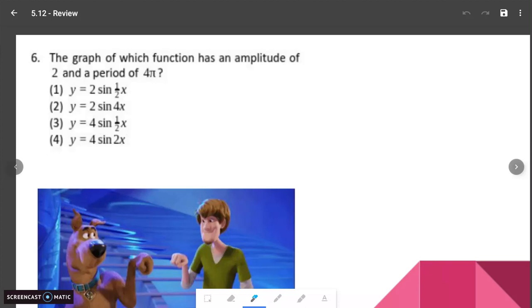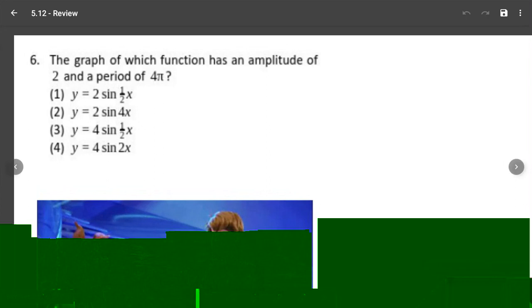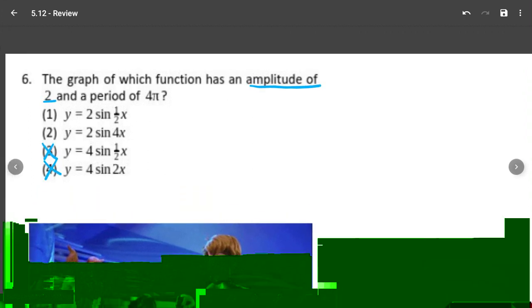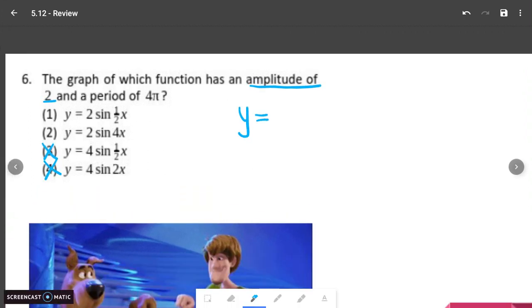So if we keep going here for number 6, the graph of which function has an amplitude of 2 and a period of 4 pi? Well, as soon as we see amplitude of 2, we know we can cross off 3 and 4. Because remember, when we're talking about the equation of this sine graph, we have a sine bx plus c. A is the amplitude. So we know that the amplitude's 2, that's in front, those two gotta go.